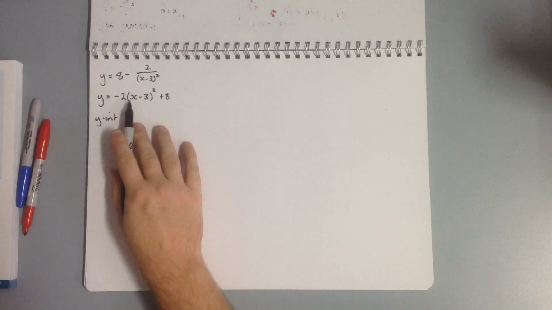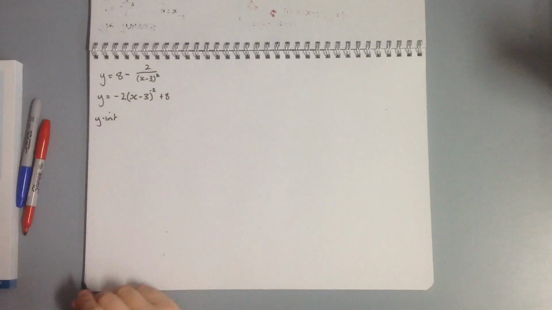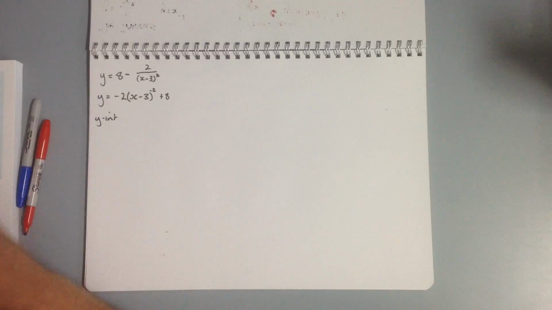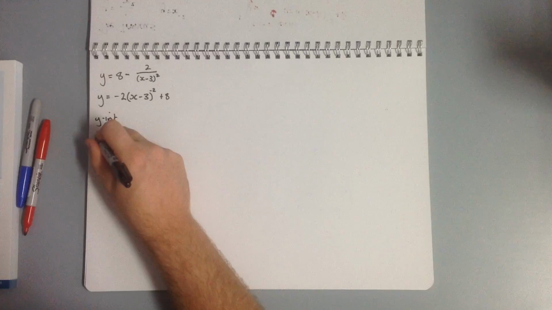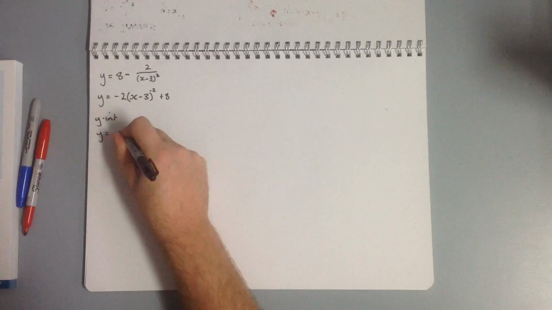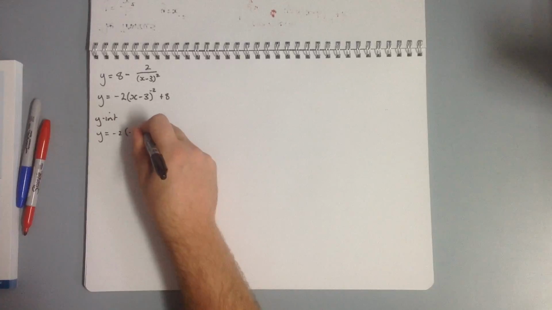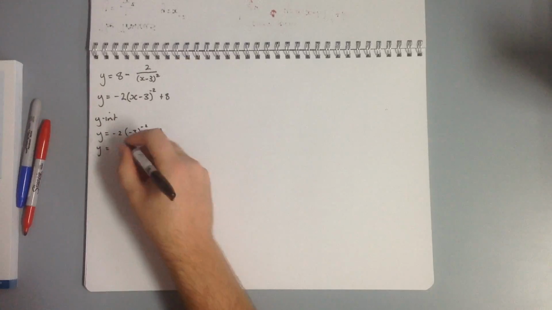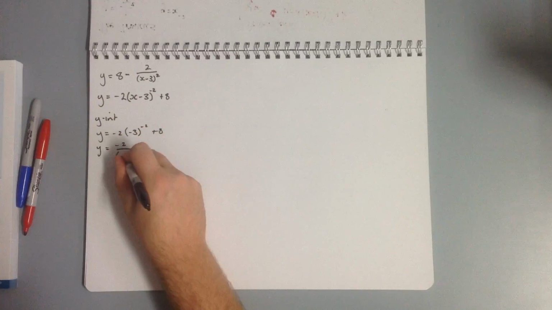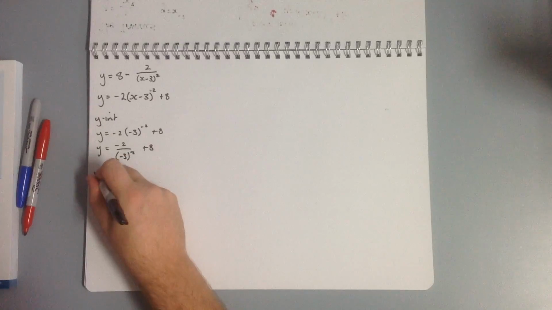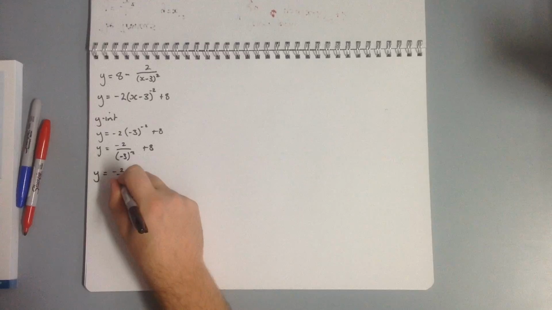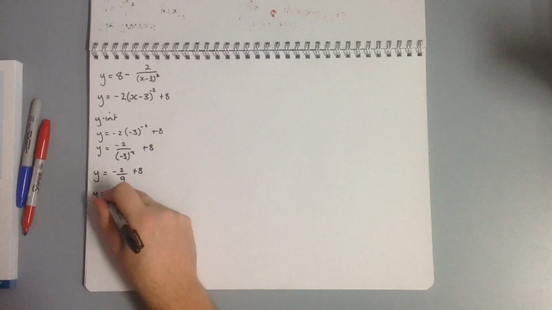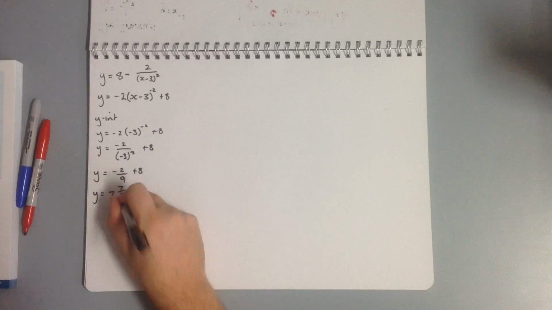So, y-intercept. Remember we let x equal 0, and that should be to the power negative 2. So when we do that, we get y equals negative 2 outside of negative 3 to the power negative 2, plus 8. Just remembering it can be easier to think of it up here, because that's negative 2 divided by negative 3 squared, plus 8. So we get y equals negative 2 over 9, plus 8. And that means that y equals 7 and 7/9.